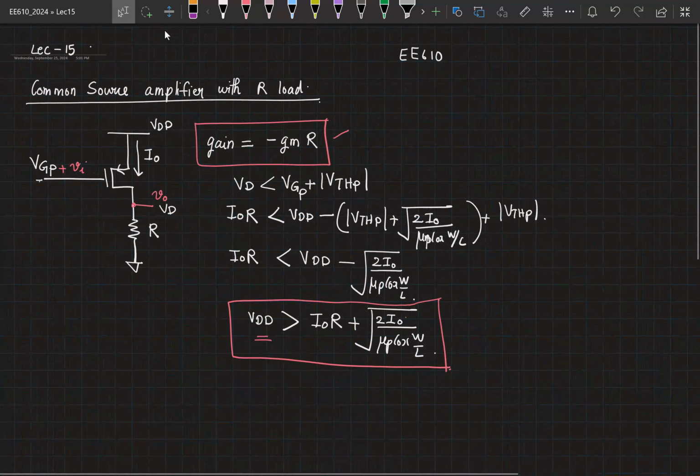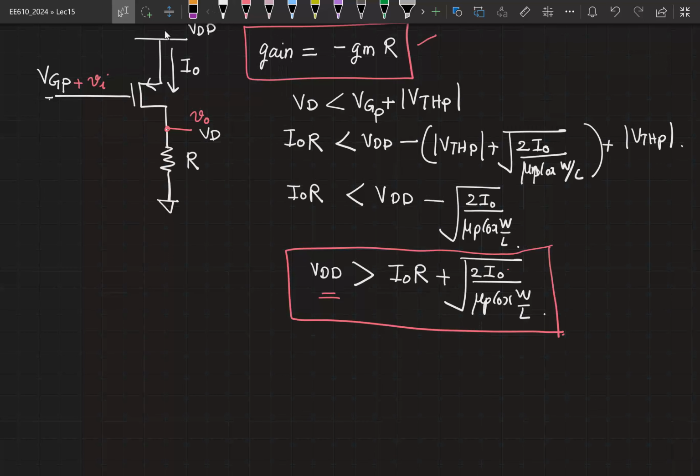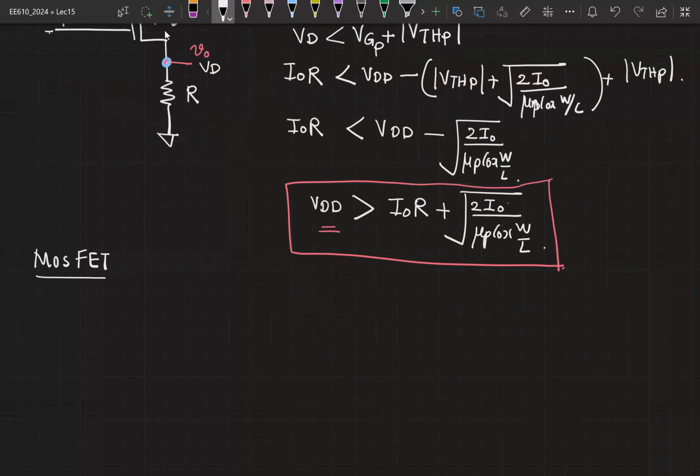So let's try and observe this graphically. So how we are going to do this is, we are going to plot I naught versus V naught. We are going to make this V naught a variable and plot the current through the two devices, the MOSFET as well as the resistor, as you vary V naught. Okay? So first for the MOSFET, let's say I want to plot, so this is VDD, this is V naught, and I want to plot I naught versus V naught.